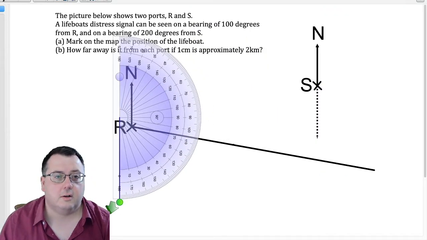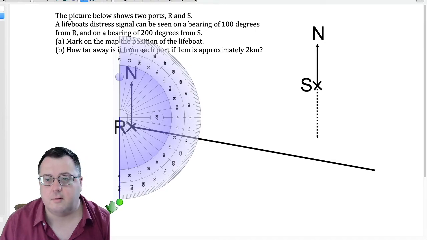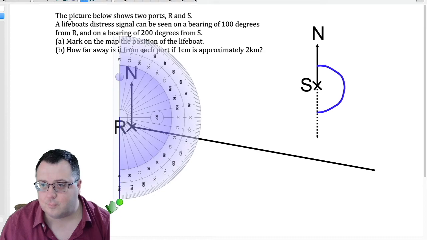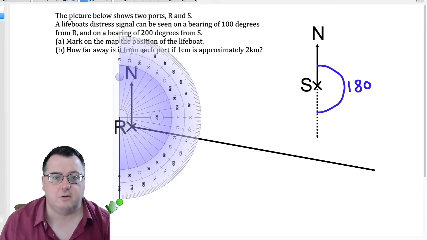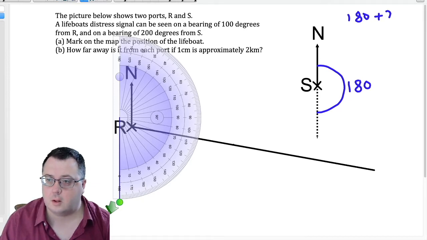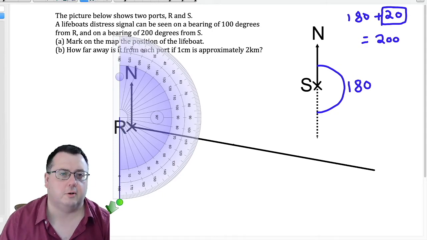Okay, so I can draw that in. That is 180. We're looking for 200. So 180 plus 20 is 200. That means that 20 is now the important figure we're looking for.